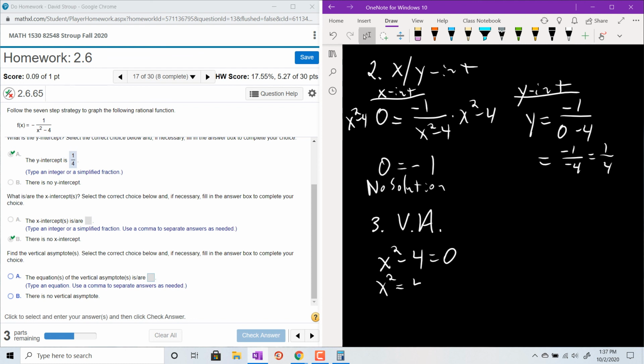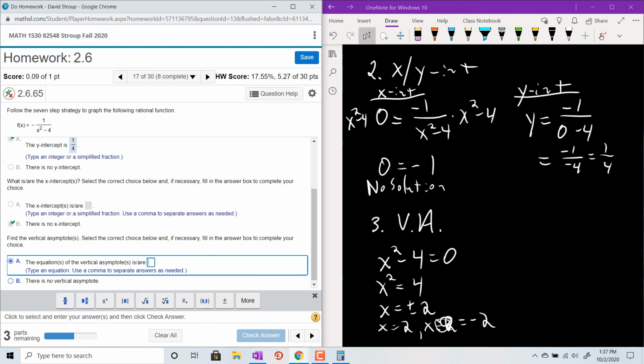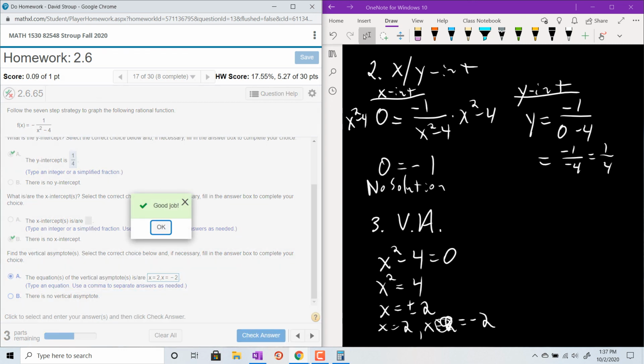Here we can use the square root property. So x is plus or minus 2. So x is 2 or x is negative 2. So for the vertical asymptotes, they're going to want the equations, not just 2 and negative 2, all right? So note, it says type an equation. Use a comma to separate your answers. Okay, so we have x is 2, comma, x is negative 2. So make sure you're reading those directions.